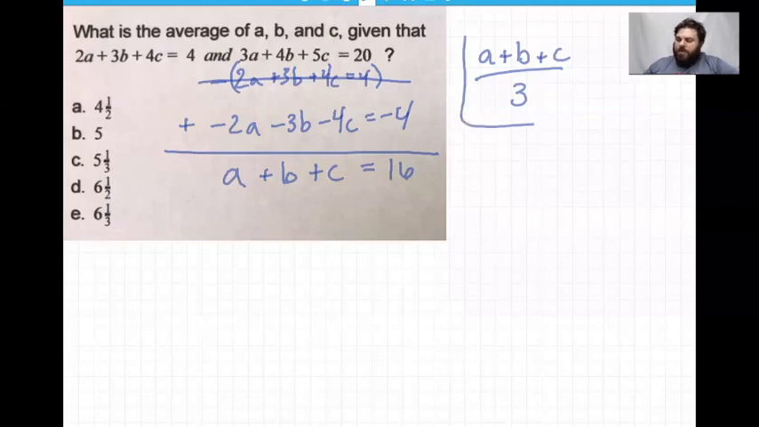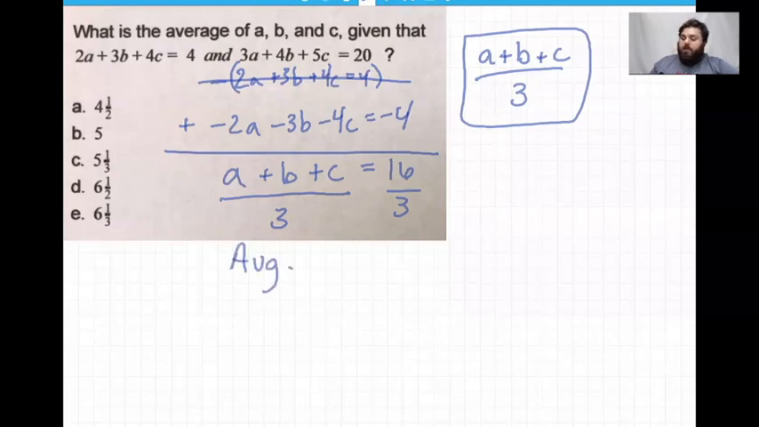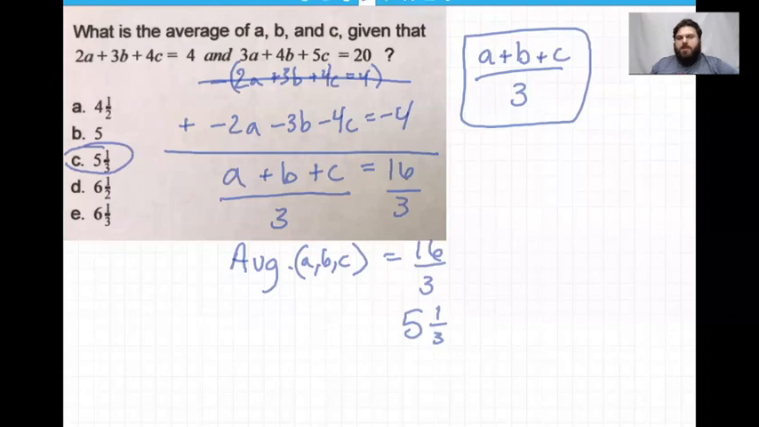Now, remember my goal is to get A plus B plus C divided by 3. And I don't have that, but I do have A plus B plus C, which is the hard part. So how do I convert this into A plus B plus C divided by 3? Well, remember in algebra, you can do whatever you want as long as you do it to both sides. So if I divide both sides by 3, on the left side, I've got the average. This is the average of A, B, and C. That's equal to 16 thirds. So 16 thirds is 5 1/3, and 5 1/3 is answer choice C.